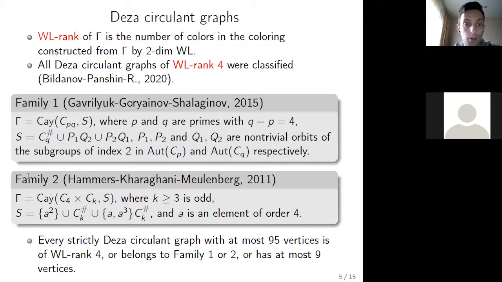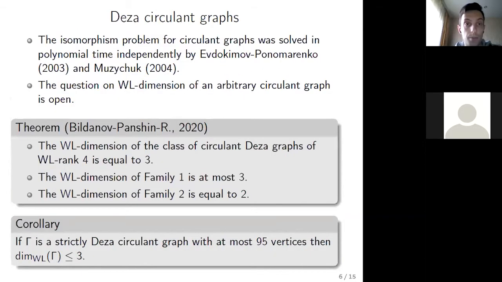So this Cayley graph over such a group with such a connection set is a strictly desired circulant graph, and we check that it has rank 6. And the analysis of the computer calculations implies that every strictly desired circulant graph with at most 95 vertices is of rank 4, or belongs to one of these families, or has at most 9 vertices. So what about the Weyl dimension of these graphs?